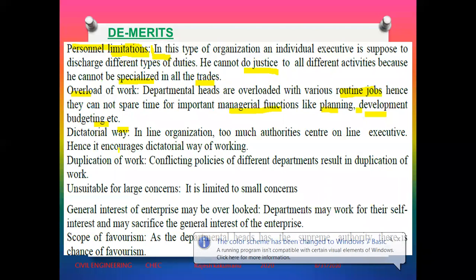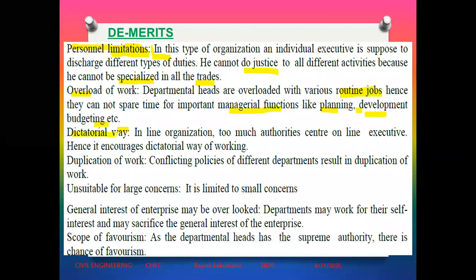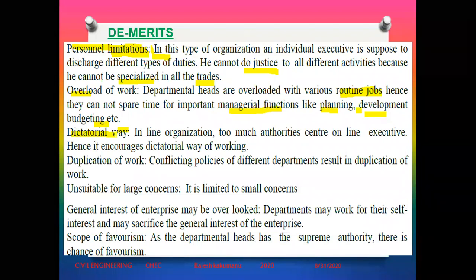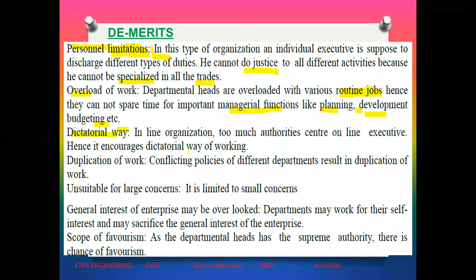The next thing is the direct dictatorial way. For example, if you see the Balakrishna movie, what is the movie, Dictator. So what is the meaning of dictator? Just like an orthodox type of thing. So you are giving the directions only in one way. In line organization, too much authority is centered on the line executive, hence it encourages dictatorial way of working.